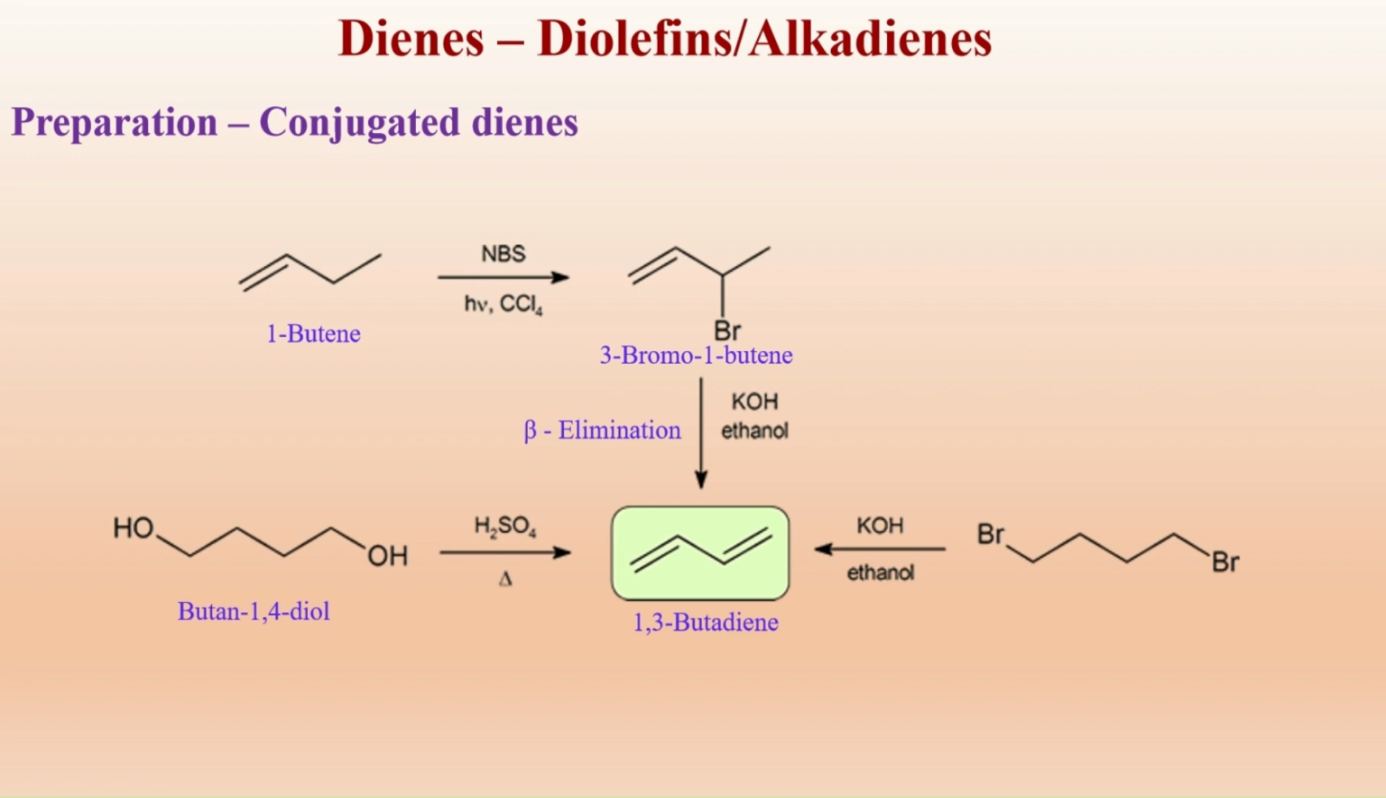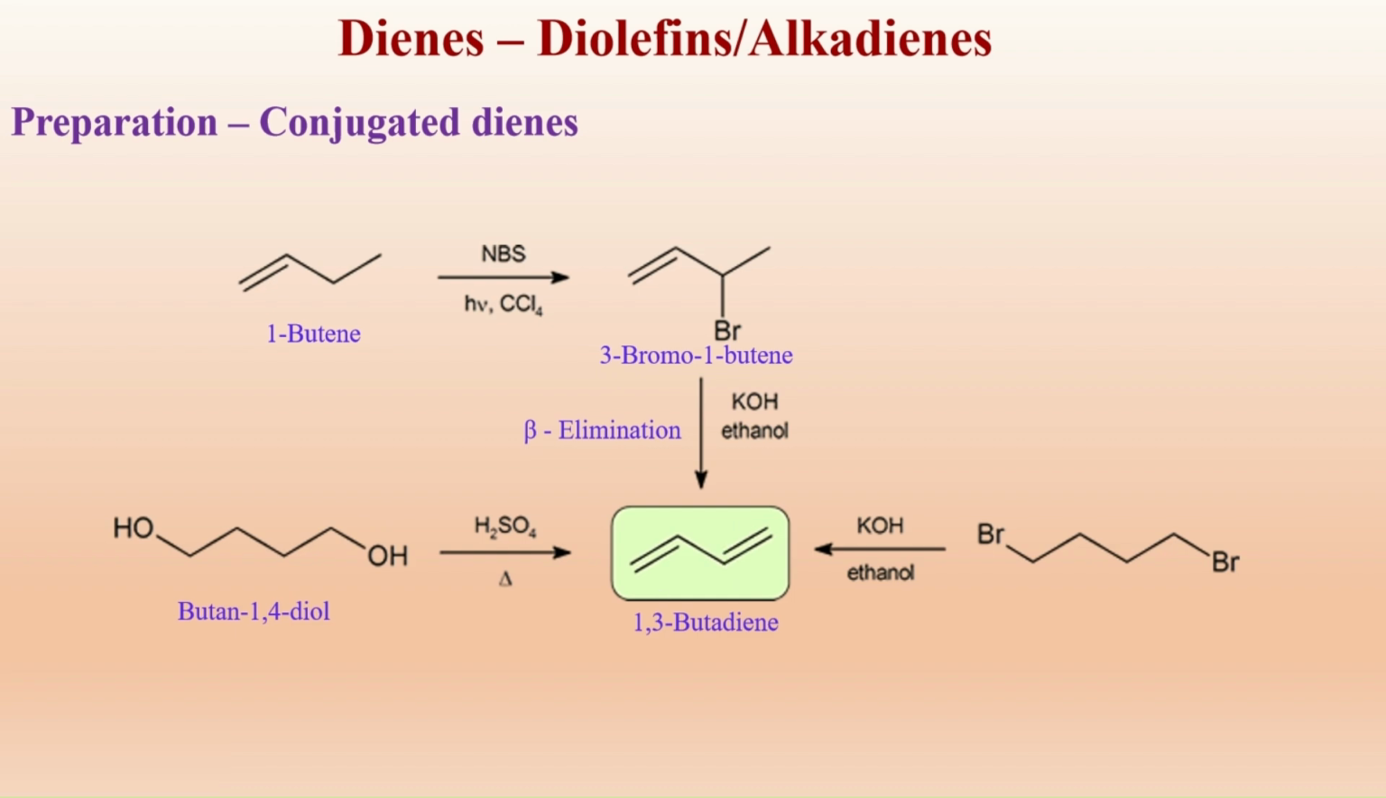The same 1,3-butadiene can be obtained from 1,4-butanediol. Here, butanediol can get dehydrated in the presence of concentrated sulfuric acid and heating. It gives rise to 1,3-butadiene. Butane-1,4-diol undergoes dehydration following the mechanism which we have explained in alkenes. It gives rise to the corresponding 1,3-butadiene.